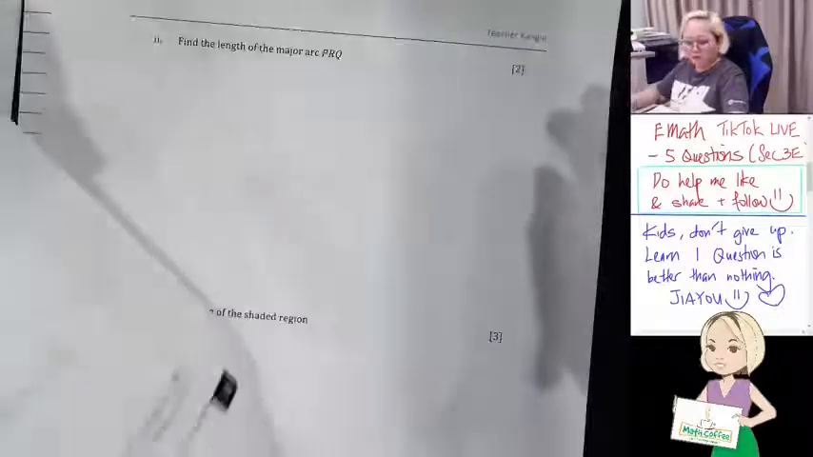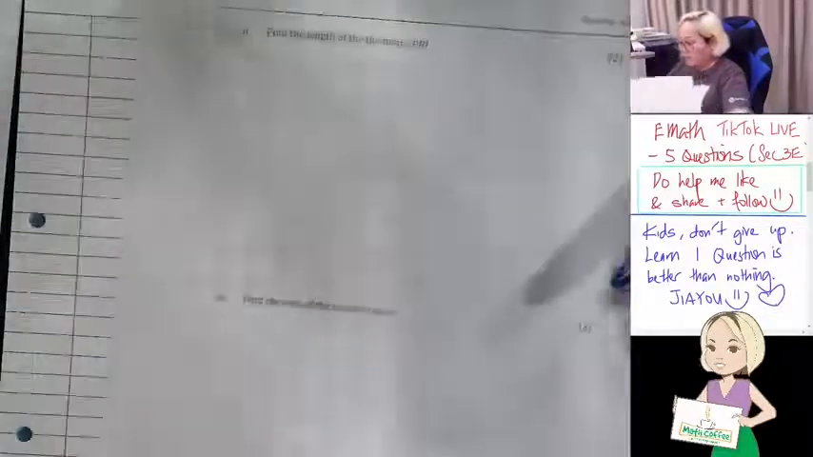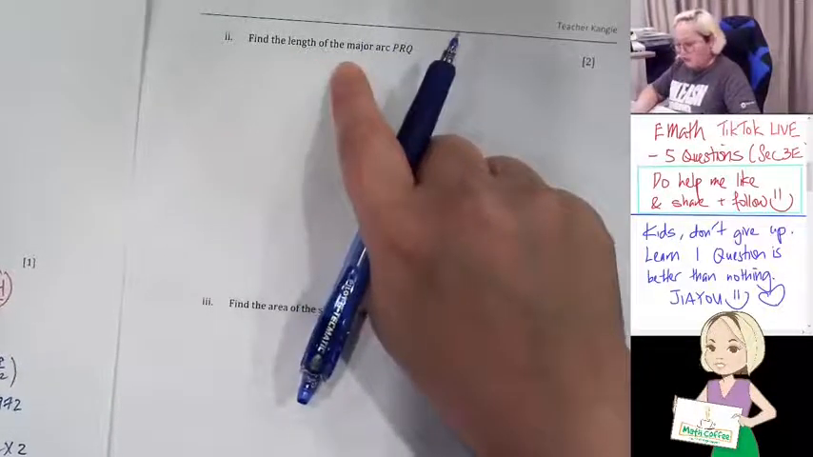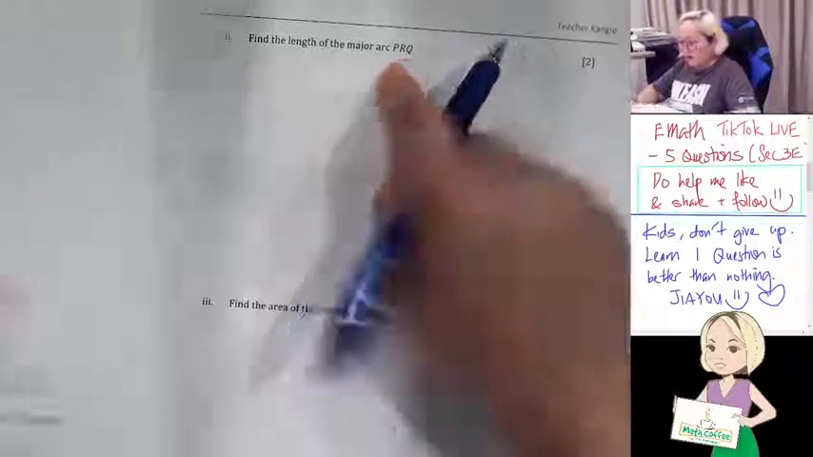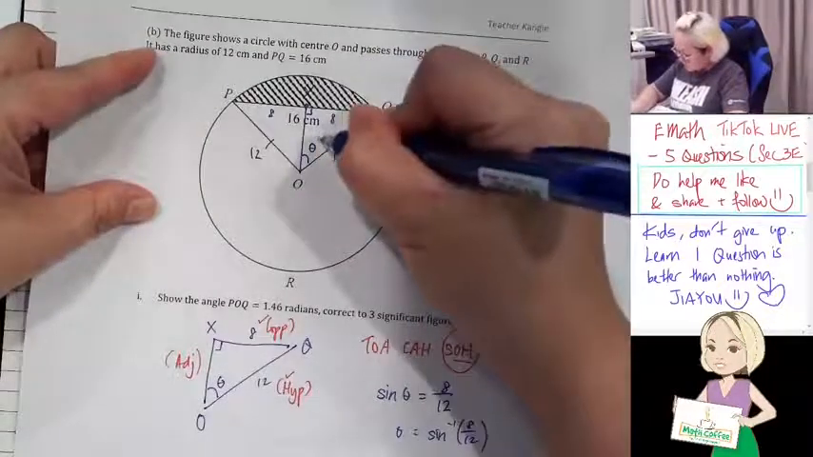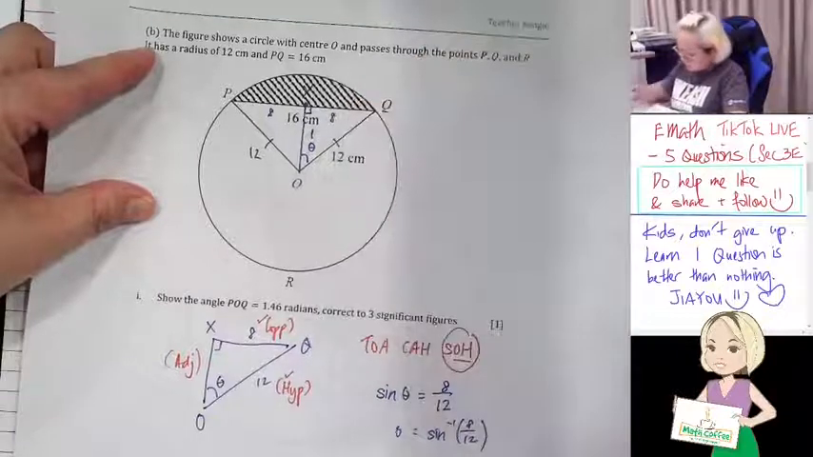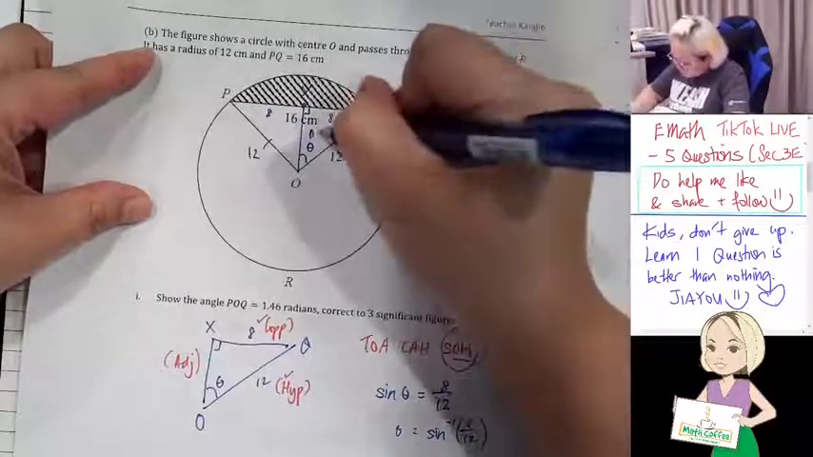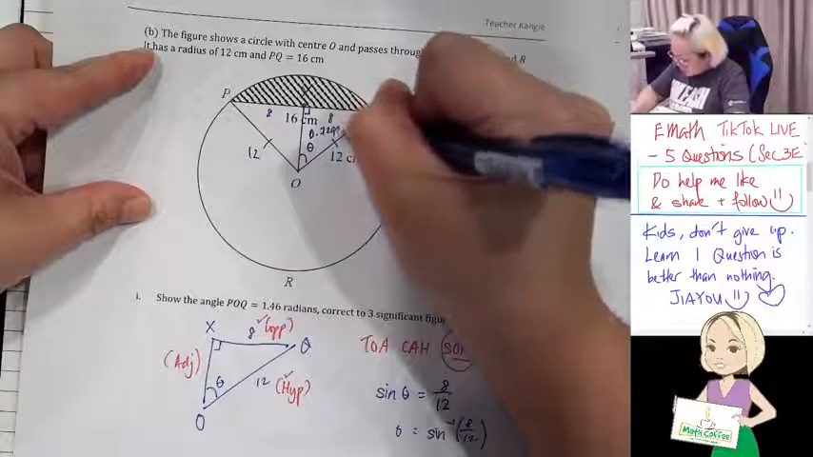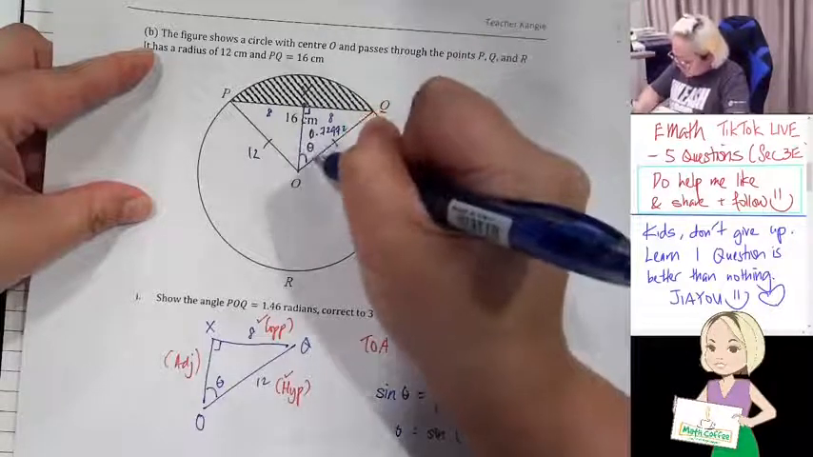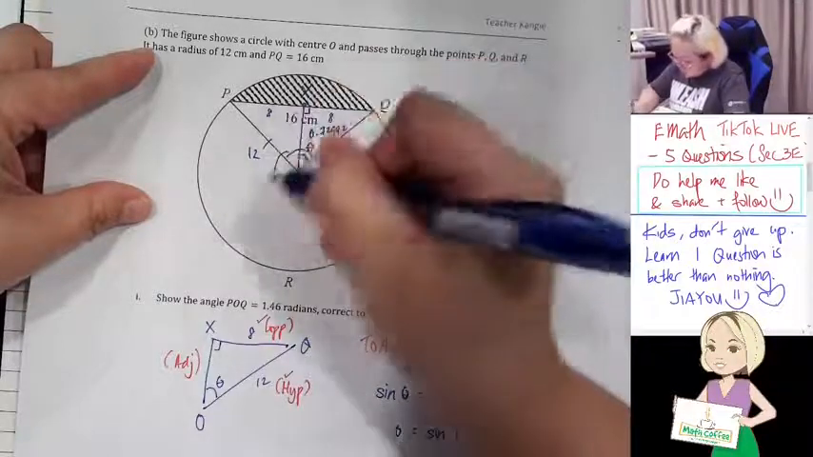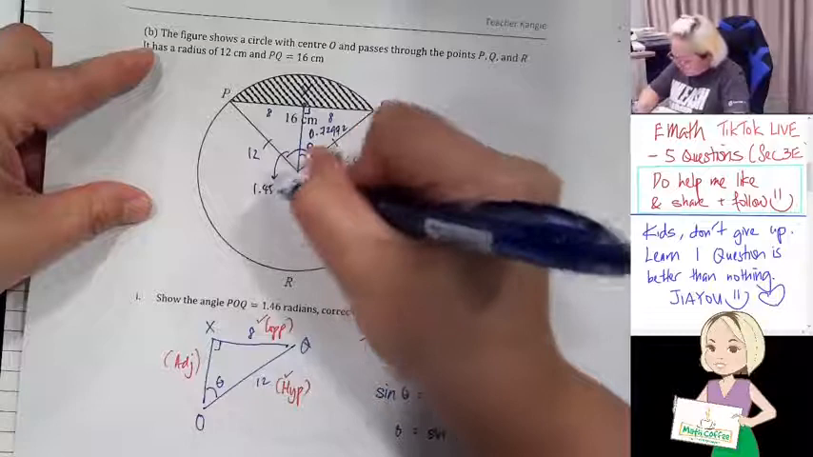Okay, so let's move on. That's the second part, I think. They asked to find the length of the major arc PRQ. Okay, let's update the diagram first. Theta, this one is what? 0.72972. If it is the whole thing, it is 1.4594.